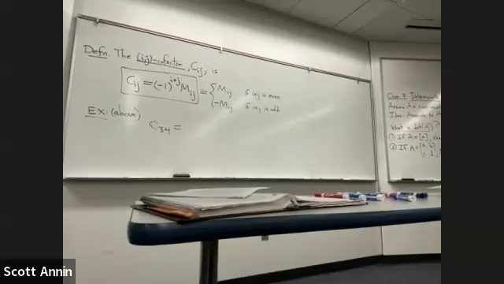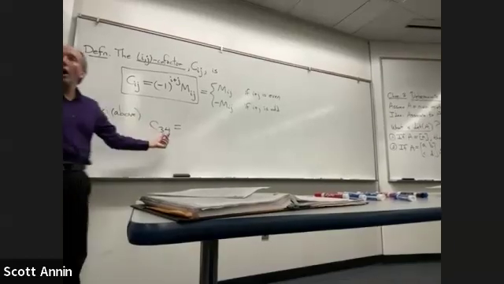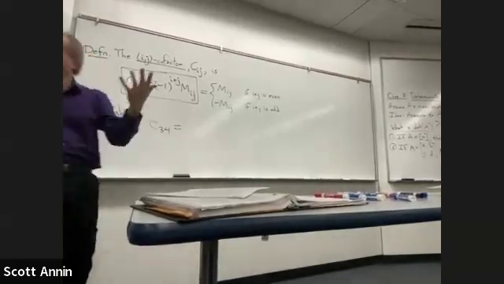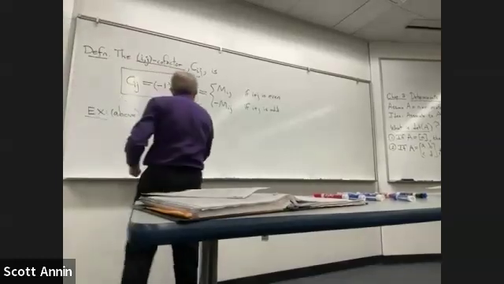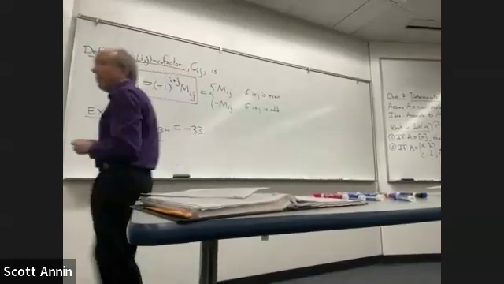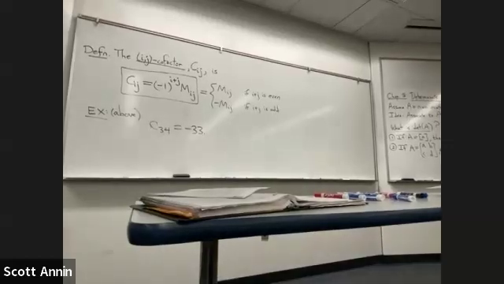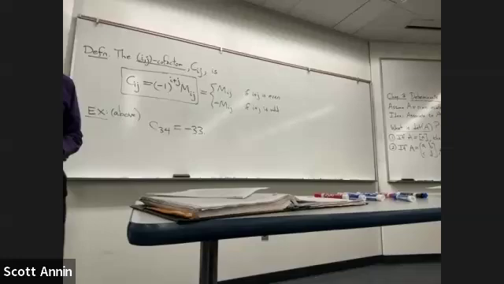Negative 33, exactly. So the minor was 33, and because 3 plus 4 is odd, there's a sign change. So this just becomes negative 33. Pretty straightforward. So the cofactor sometimes has a minus sign, has a sign change. And it's just in the positions where i plus j is odd.